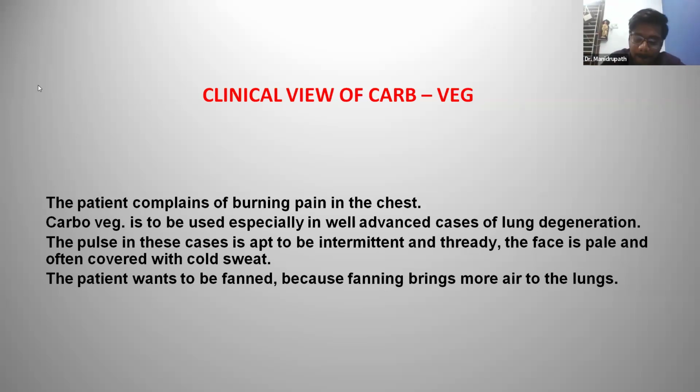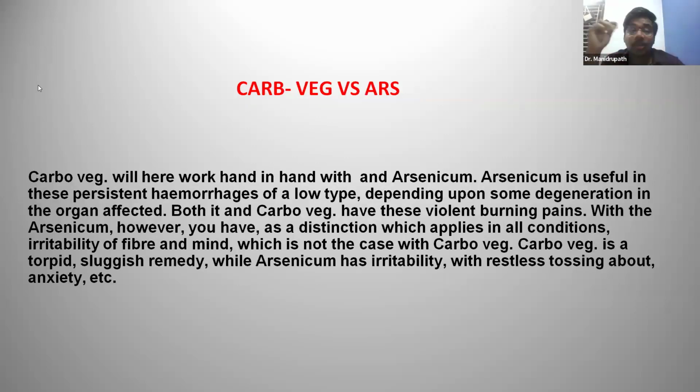This is for you all. Carbo veg will here work hand in hand with Arsenic. Arsenic is useful in persistent hemorrhages of low type, depending upon some degeneration of the organ affected. Both it and Carbo veg have violent burning pains. However, you have a distinction which applies in all conditions: irritability, fidgety mind is Arsenic, which in Carbo veg is absent. Carbo is a torpid, sluggish remedy, while Arsenic is an irritability, restlessness remedy, with anxiety. This is the beauty. This you need to understand.